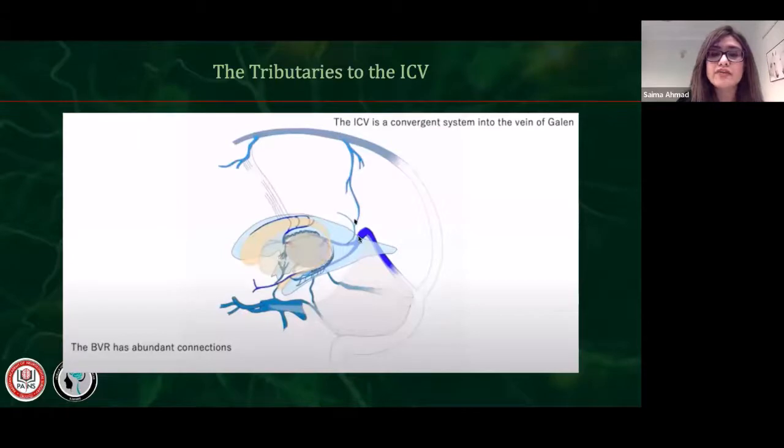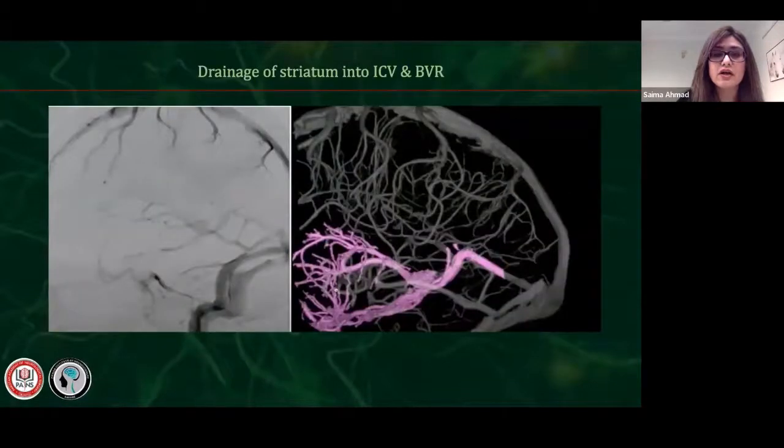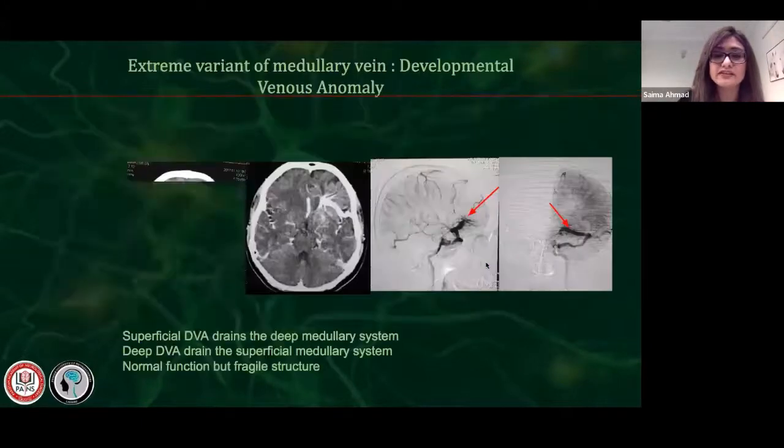So the point is this: when we have an occlusion here in the straight sinus, still the brain can drain through the basal vein of Rosenthal. But when we have occlusion or thrombosis at the internal cerebral vein, there is no other way for the brain to drain, so we end up with a big infarction. They have some connections, but they are very few. So ICV is a convergent system into the vein of Galen. Again, the drainage of the striatum into the ICV and the BVR. And this is basal vein of Rosenthal, and this is internal cerebral vein, making the vein of Galen and going into the straight sinus.